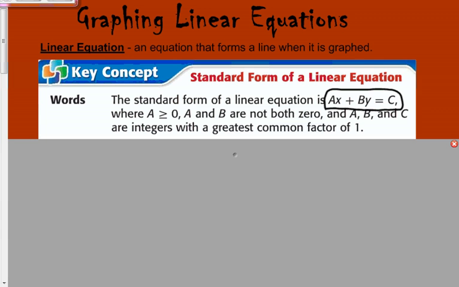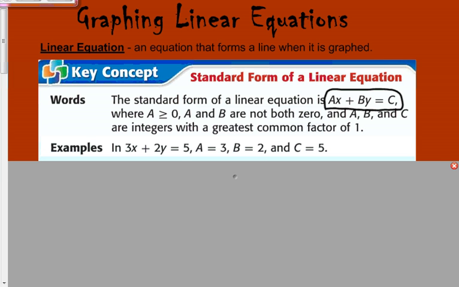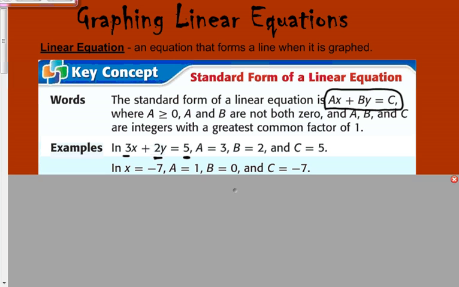And then A and B cannot both be 0. In other words, you have to have at least one x or one y. But you can have no y or no x. And then A, B, and C are integers with the greatest common factor of 1. Means they're in simplest terms. So here's an example. If 3x plus 2y equals 5, A is 3, B is 2, and C is 5. They're in that form. A is not negative, and they're all in simplest form.